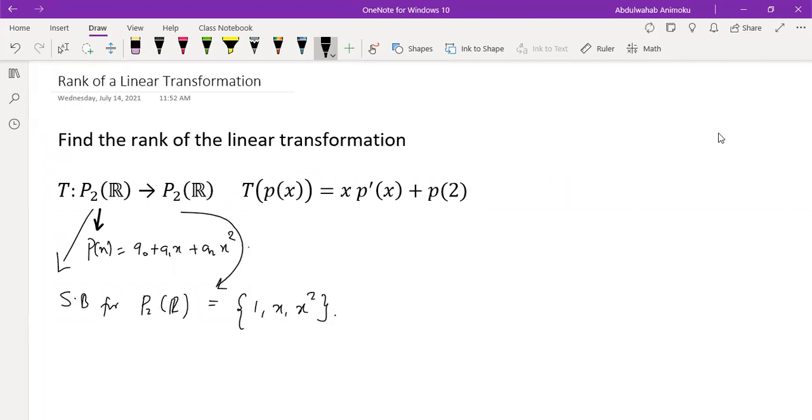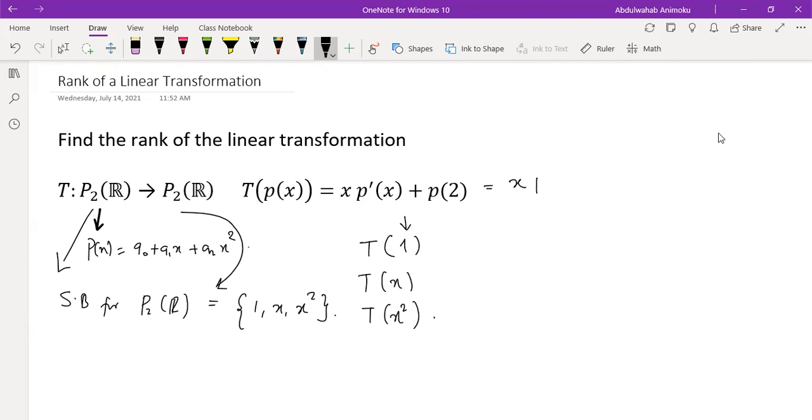Now, all we need to do next is to find T of 1, T of x, and T of what? x squared. Now, how do we find this? Remember, this transformation basically says x multiplied by the derivative of that particular polynomial, plus p of 2. So let's do each of this.